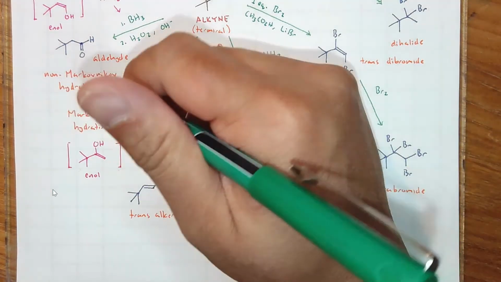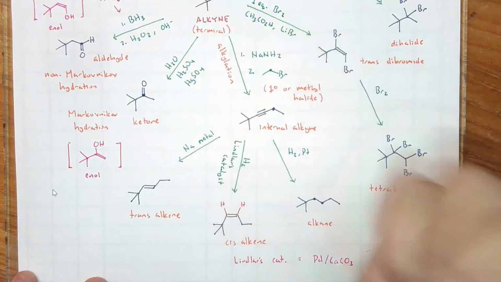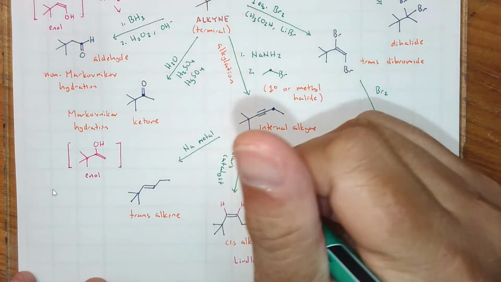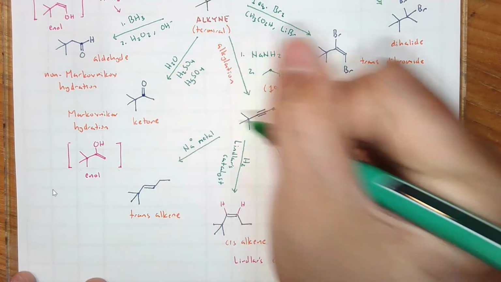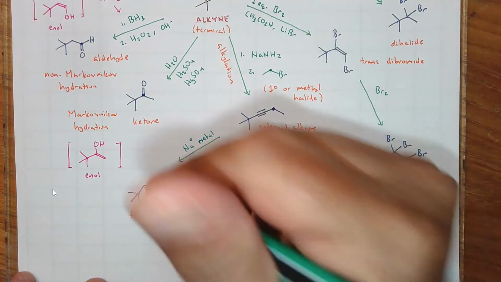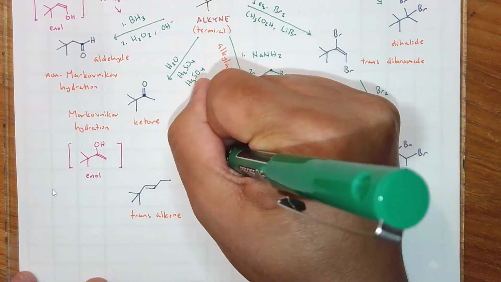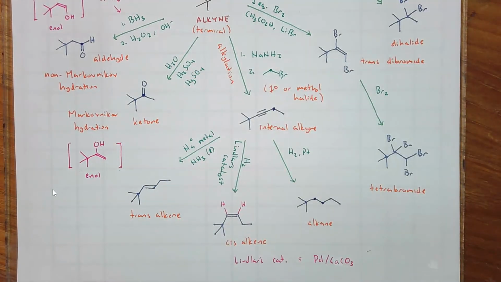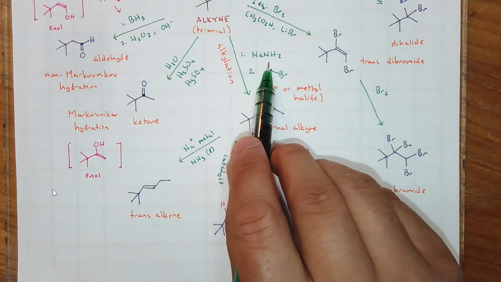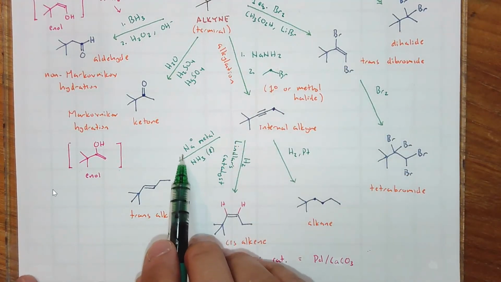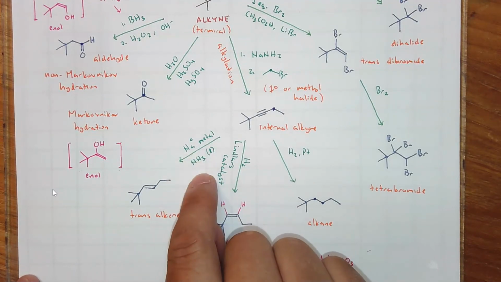And the third reduction uses sodium metal. Okay, so not the ion, and sometimes I like to make sure that it's very clear that it's the metal by putting a zero for neutral. It's not Na+. And it's typically run in liquid ammonia. Don't get that confused with sodium amide, which is up here, a strong base. This is the conditions to make the trans alkene: sodium metal and liquid ammonia.